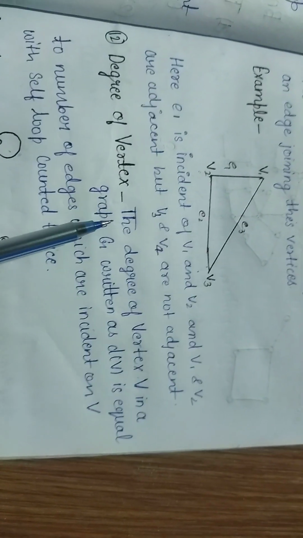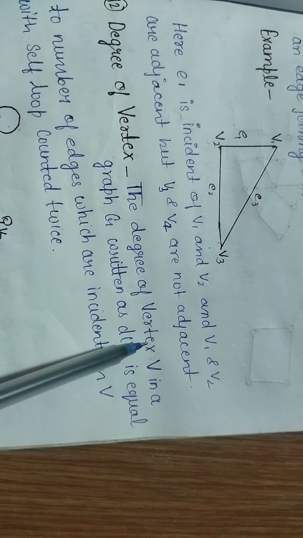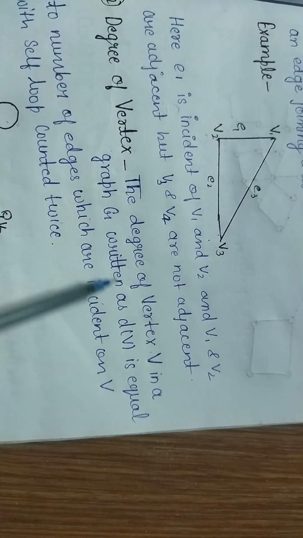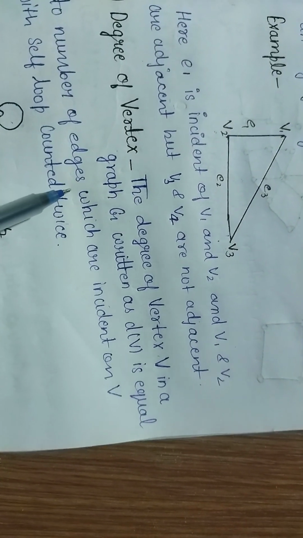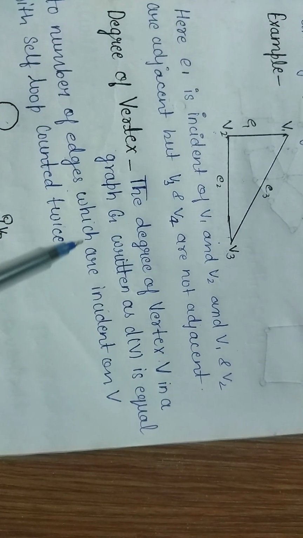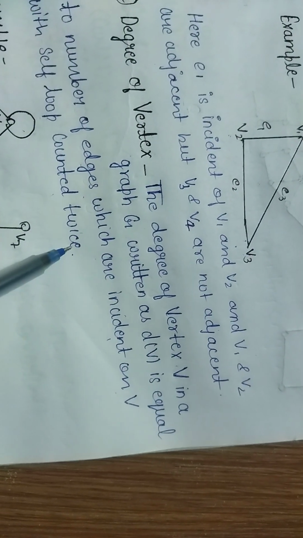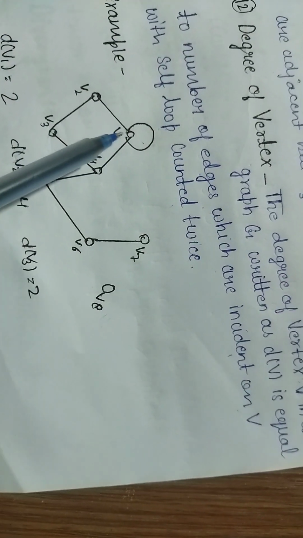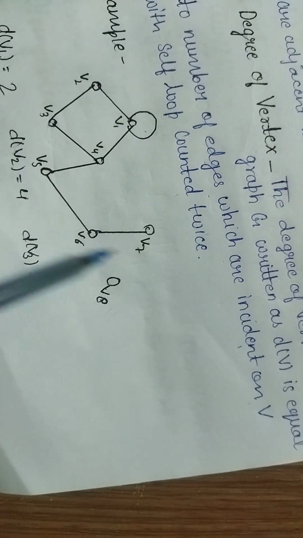Now come to the 12th point, degree of vertices. The degree of a vertex V in a graph G, written as d(V), is equal to the number of edges which are incident on V, with a self loop counted twice. Suppose here a diagram is given. So V1, V2 are vertices.